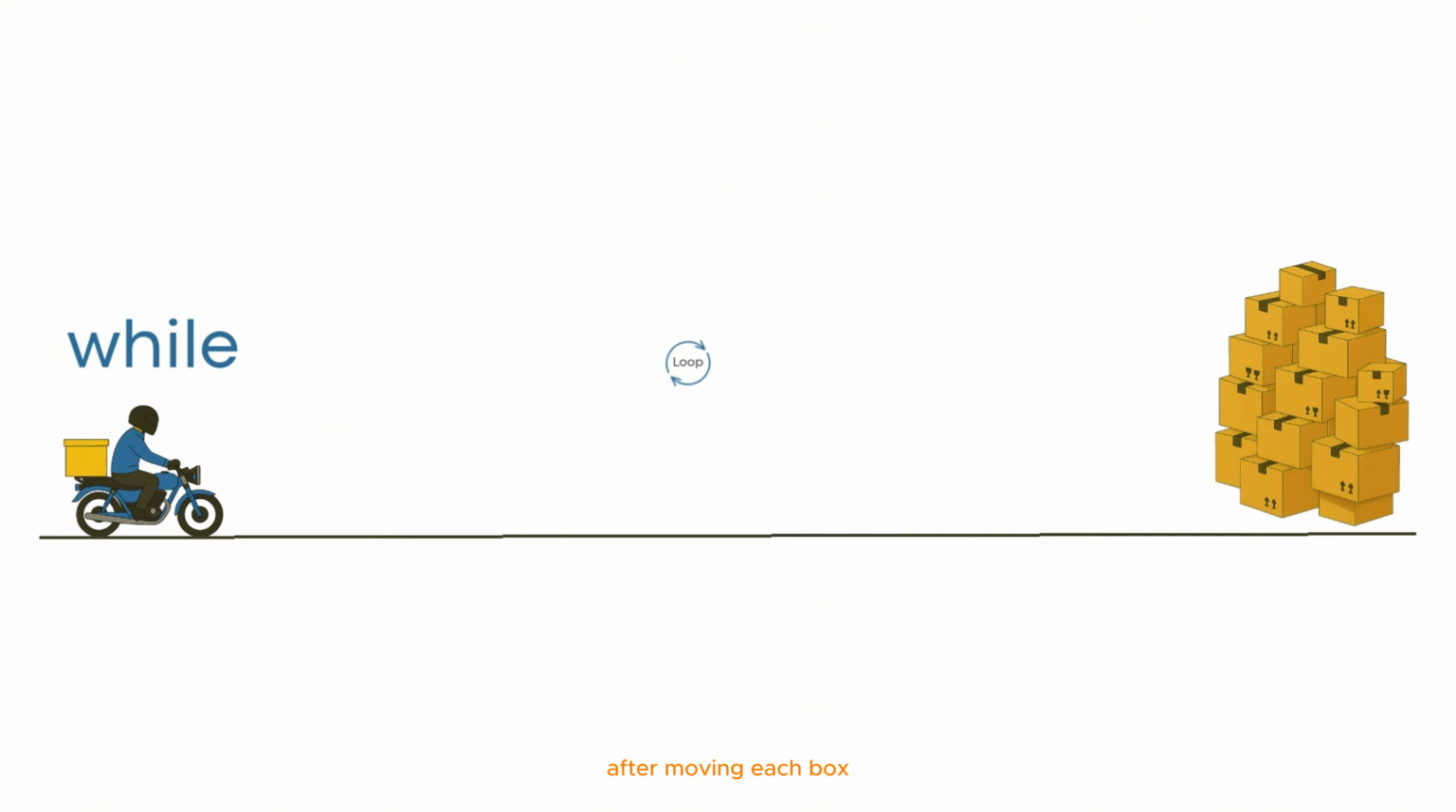After moving each box, it asks a question. Are there any boxes left? If the answer is yes, it continues. If no, it stops. In summary, a while loop is like the blue motor skill. We use it when we don't know how many times we need to repeat a task, but we want it to continue as long as a certain condition is true. For example, while there are boxes left.